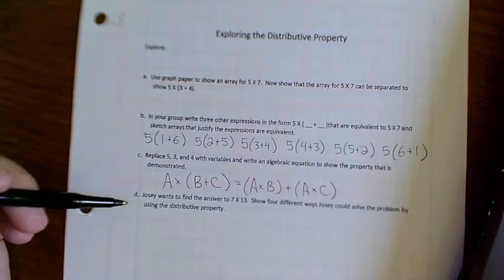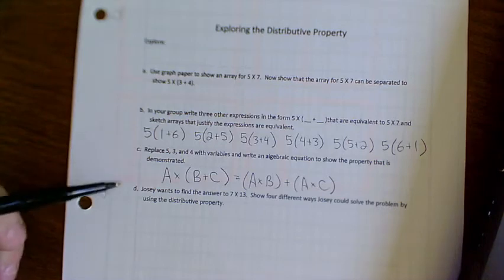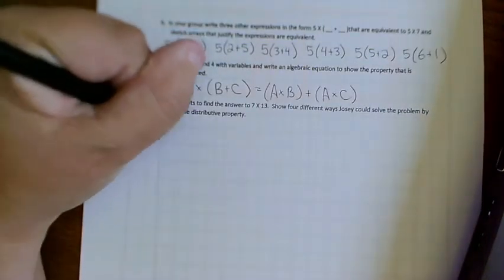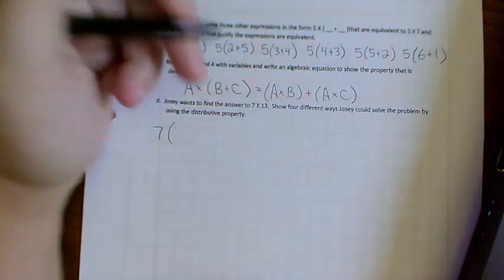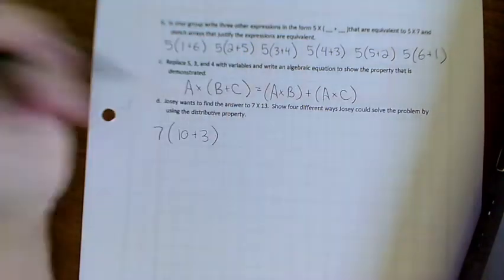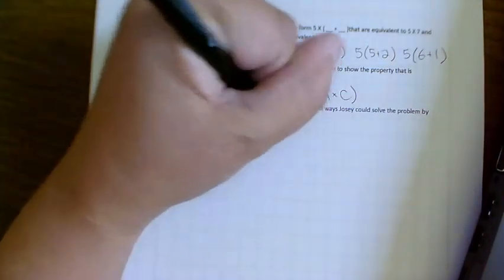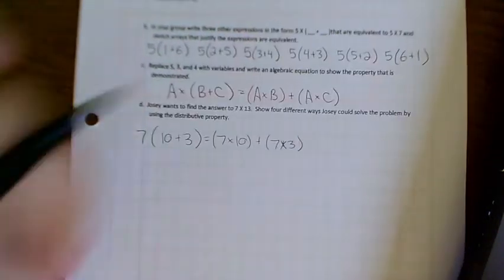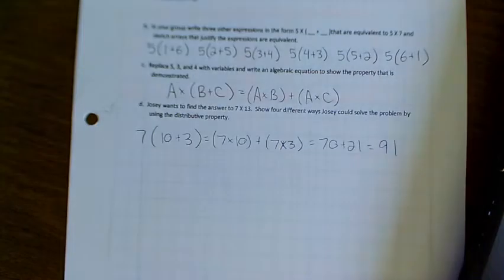Josie wants to find the answer for 7 times 13. Show 4 different ways Josie could solve the problem by using the distributive property. So what could you do? So anything that's going to add up to be 13. So probably the easiest would be something like 10 plus 3, because then we would be doing 7 by 10 plus 7 times 3. So that would be 70 plus 21, so 91.